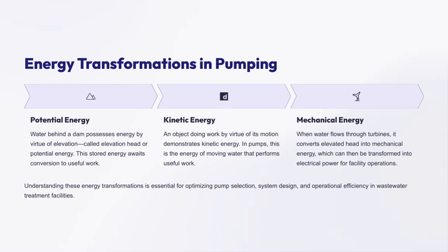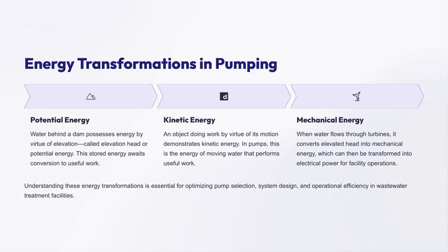Let's take a closer look at the energy transformations that happen during pumping. First, we have potential energy. Water stored behind a dam has what we call elevation head or potential energy because of its height. Think of it like stored energy waiting to be used. This potential energy can be converted into useful work when needed.